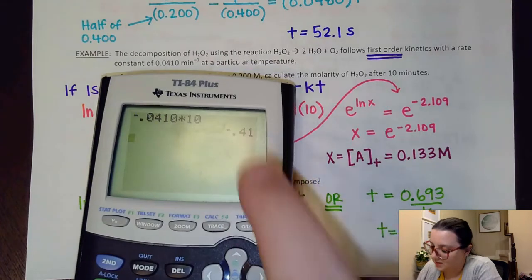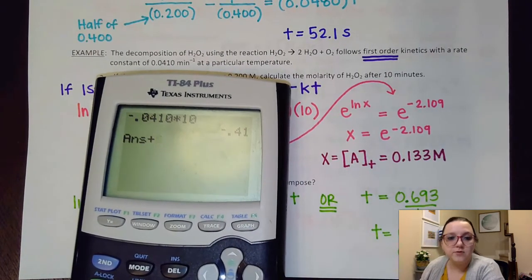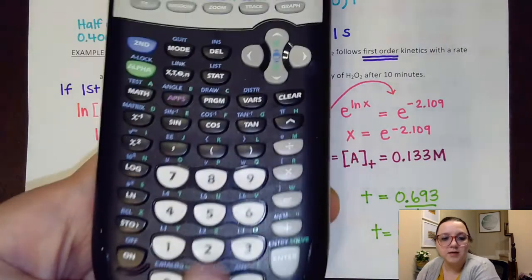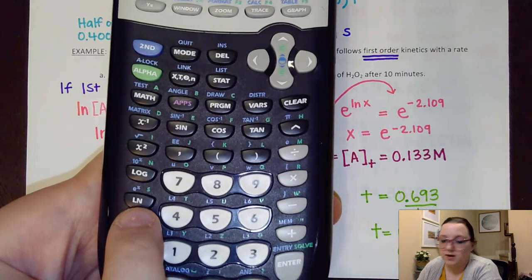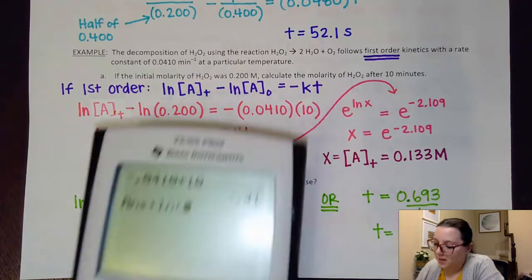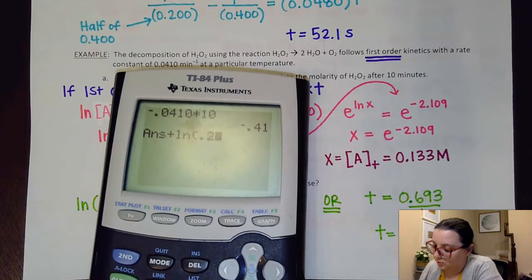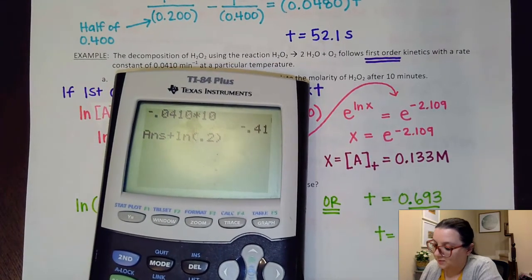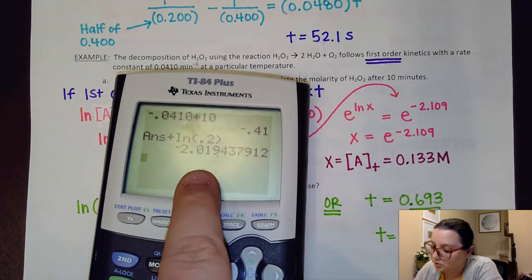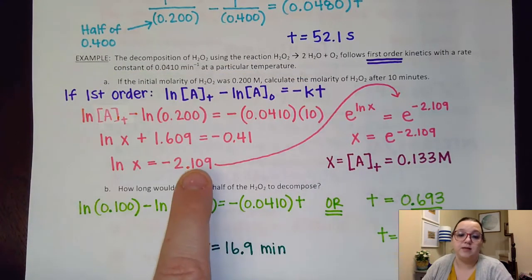So I'm going to take this and add over. For those of you that have never used the natural log button, you can see it's just got ln right here. So I hit that and then plug in my 0.2 in the open parentheses that it gives me. So there's where that negative 2.019 is coming from that I see right here.